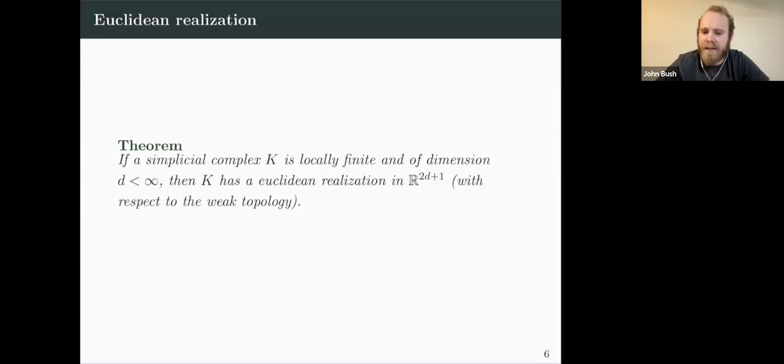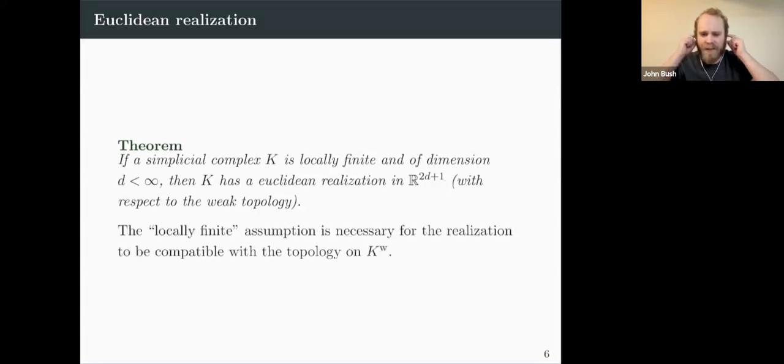A simplicial complex K is locally finite if every vertex is contained in a finite number of simplices. And this assumption is necessary for the realization to be compatible with the topology on the geometric realization. In other words, such a continuous linear map exists only if I make this additional assumption that the complex we start with is locally finite. And this is a point-set topology sort of proof that goes into this fact. The reason I'm emphasizing the weak topology is that I'll consider a different topology on the same set, and we'll have an analogous theorem in that case.